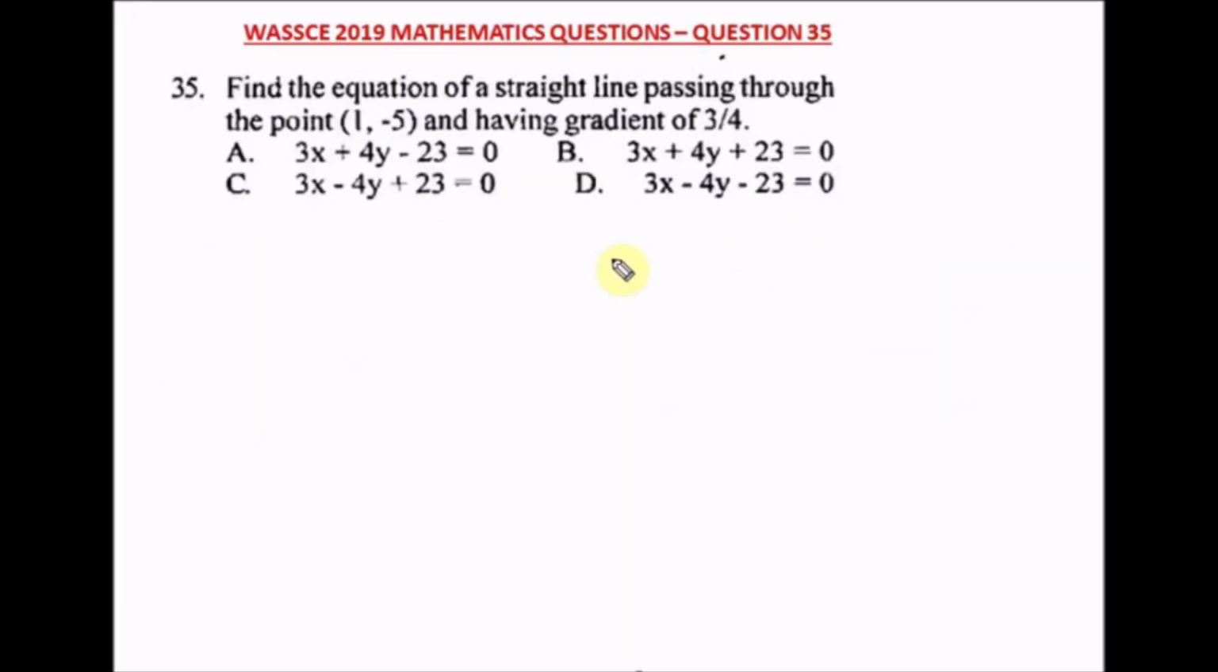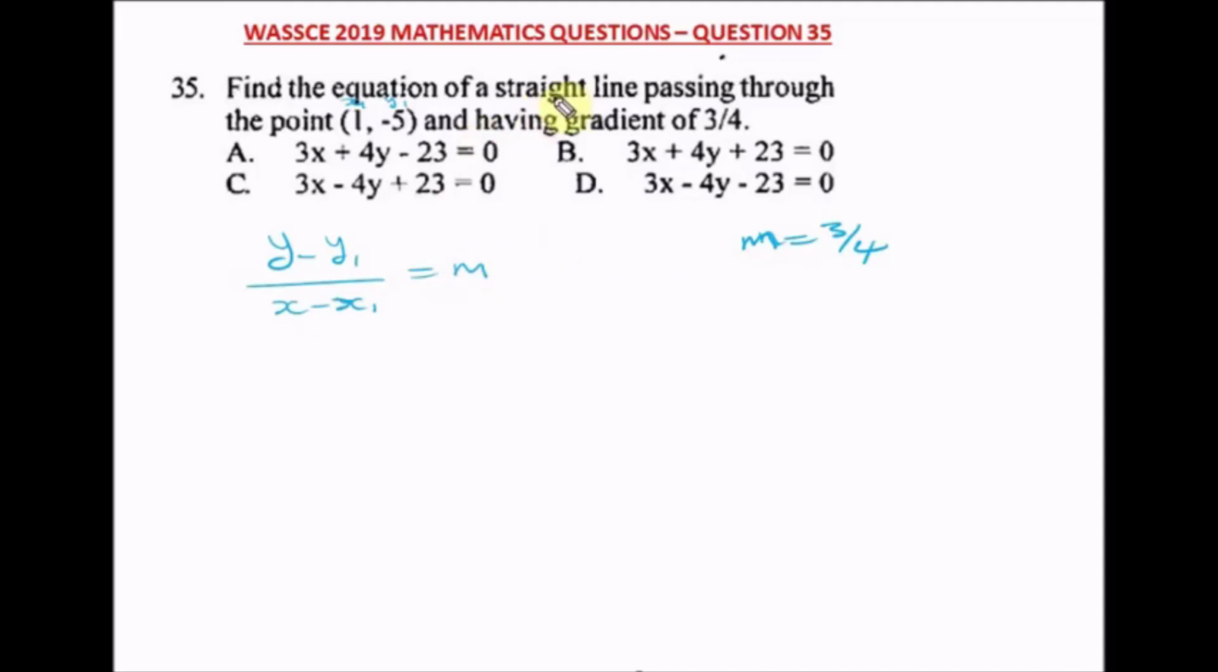Question 35 of the WAEC 2019 Mathematics Past Question. It says find the equation of a straight line passing through the point (x1, y1) having a gradient of 3/4. That's m is equal to 3/4. So to get the equation of the line, all we need to do is use this formula: y minus y1 over x minus x1 equal to m, which is our gradient.